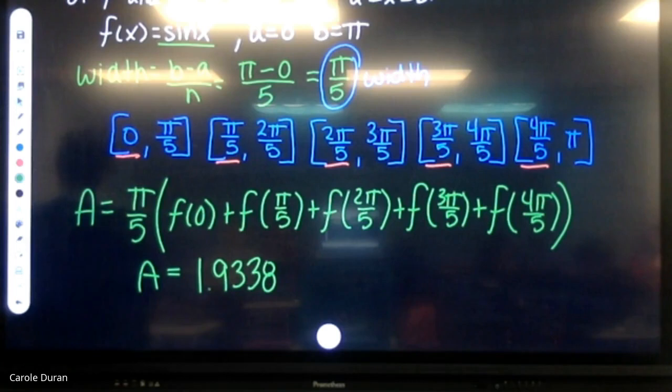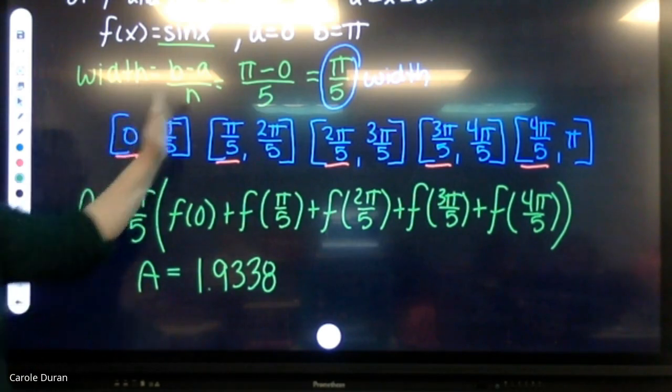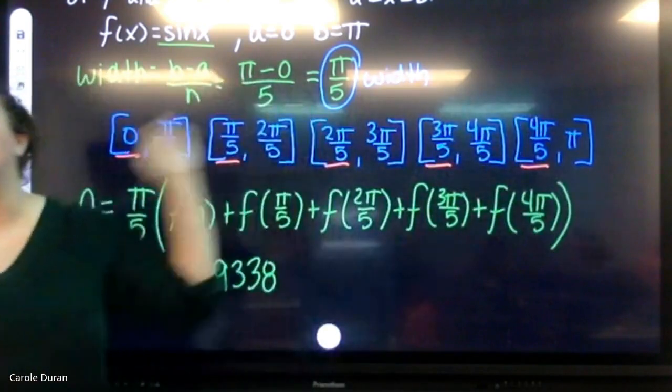Is it a right one? Is it a mid one? It is a mid one on an interval, so we can try that one. Would the right be the same thing? Only we would use pi over 5, 2 pi over 5, 3 pi over 5, 4 pi over 5, and pi. So you just use the right endpoint of each interval.